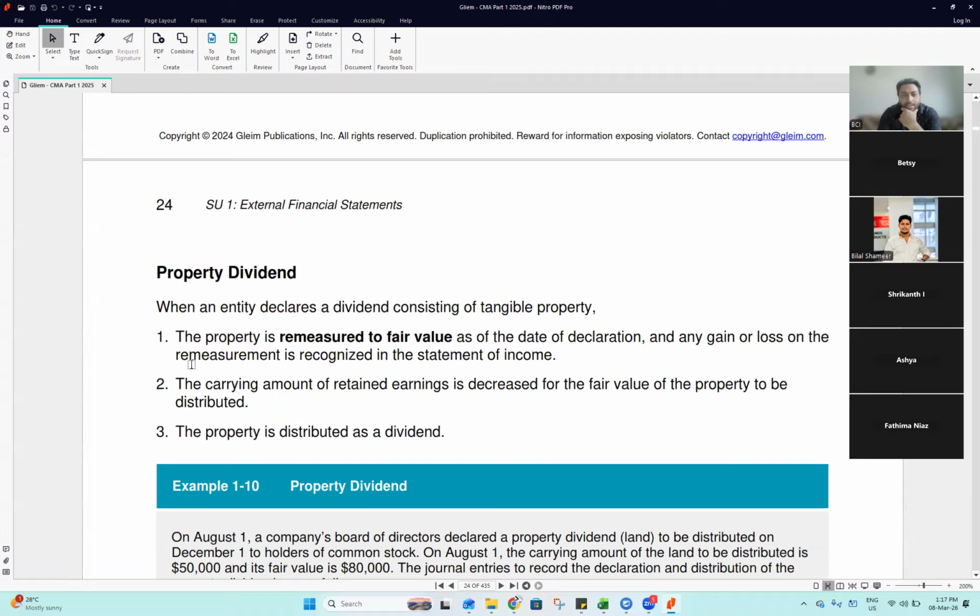Now, property dividend. When an equity entity declares a dividend consisting of tangible property, the property is remeasured to fair value as of the date of declaration. This is important. Remeasurement happens on the date of declaration, not on the date of payment, because this comes in examination questions and will confuse you. So any gain or loss on the remeasurement is recognized in the statement of income. Then the carrying amount of retained earnings is decreased to the fair value of the property to be distributed. Then the property is distributed as dividend.